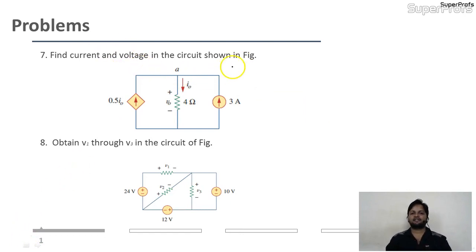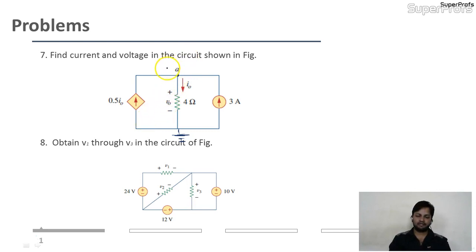Find the current and voltage in the circuit shown in the figure. Again, dependent source problem. They are saying find out the current and voltage in the circuit shown in the figure. Where is the voltage? Here the voltage is given, here I naught is given. Can we apply the nodal analysis here? Because it will be easy to apply nodal analysis. I already told you here we are having only two nodes in which one is grounded. So we are having only one node over here, so we'll be having only one equation.